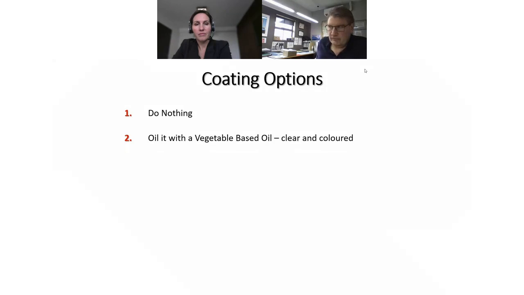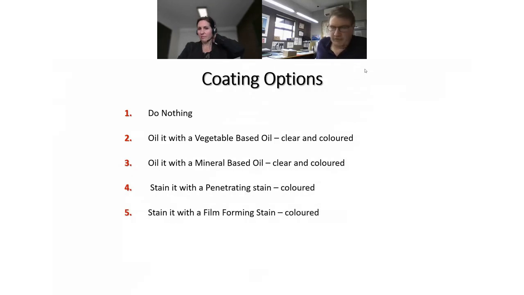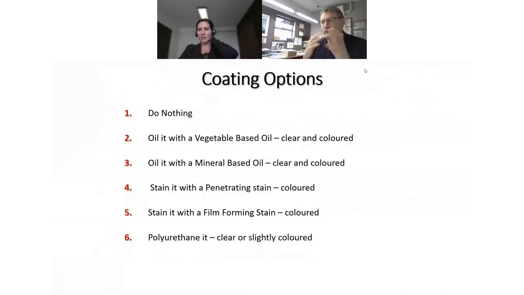You could oil it with a mineral-based oil, clear or colored. You could stain it with a penetrating stain. You could stain it with a film-forming stain. You could polyurethane it with a clear coating, or you could paint it. Now, I'm not going to agree or disagree with all those options. I'm just saying it's important that you understand, and we discuss those options today so you can make more informed decisions.